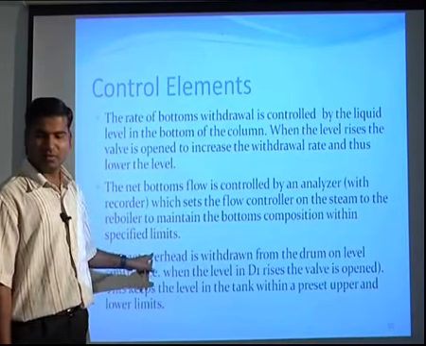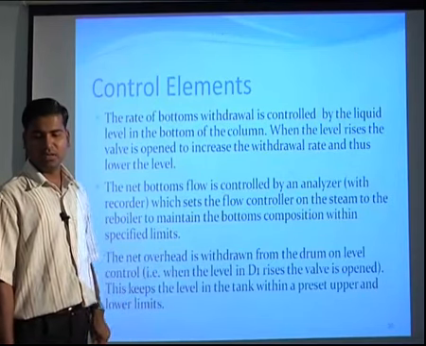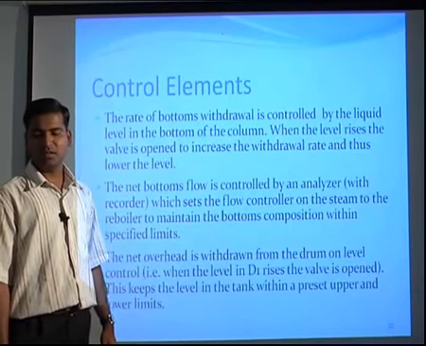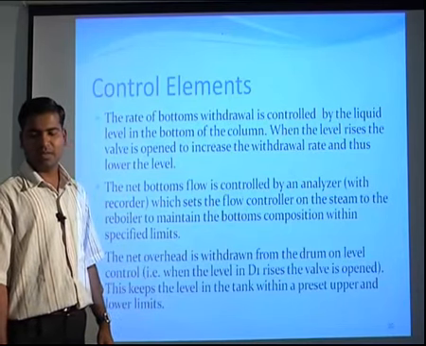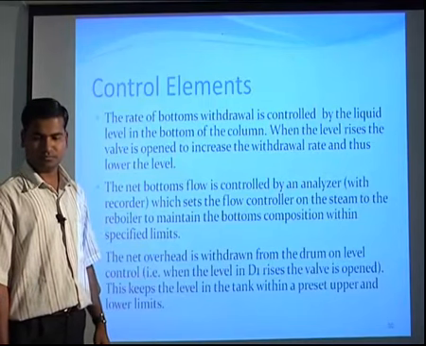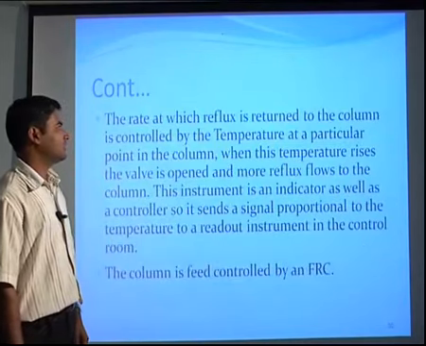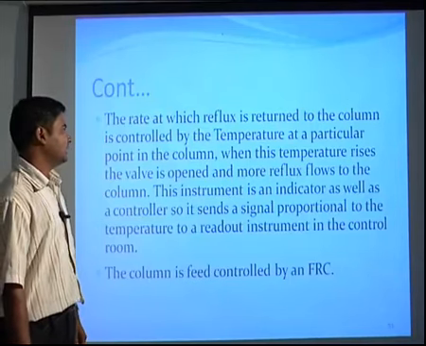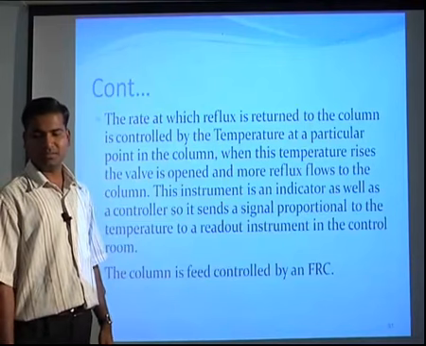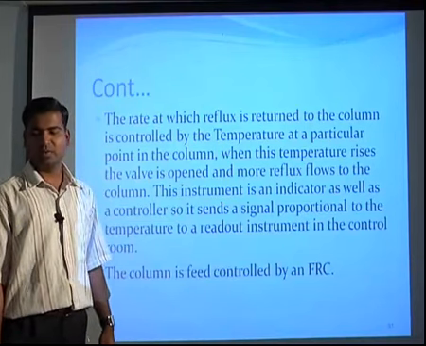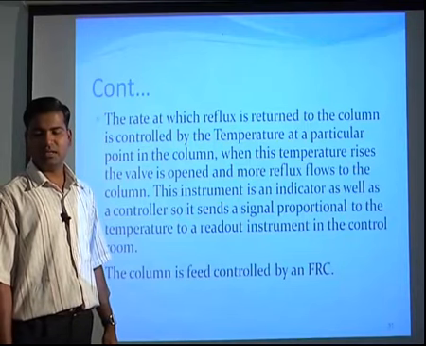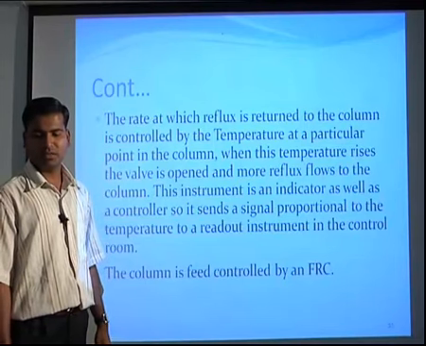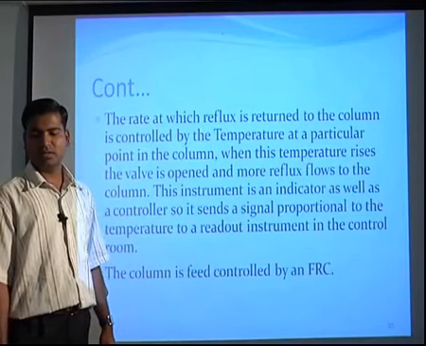The next one: the net overhead is withdrawn from the drum on level control. When the level in D1 rises, the valve is opened, and this keeps the level in the tank within the preset upper and lower limits. The rate at which reflux is returned to the column is controlled by the temperature at a particular point in the column. When this temperature rises, the valve is opened and more reflux flows to the column. This instrument is an indicator as well as a controller, so it sends a signal proportional to the temperature to a readout instrument in the control room.